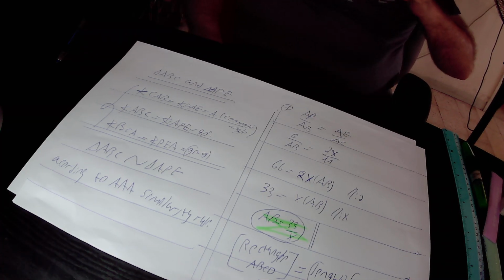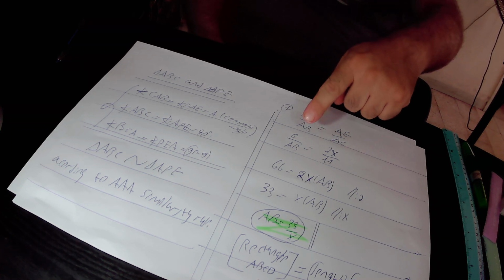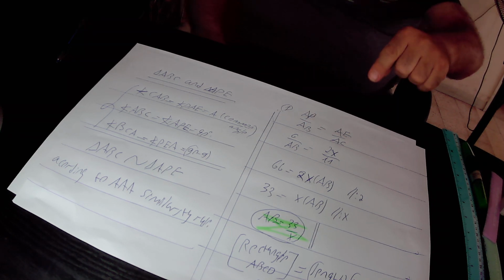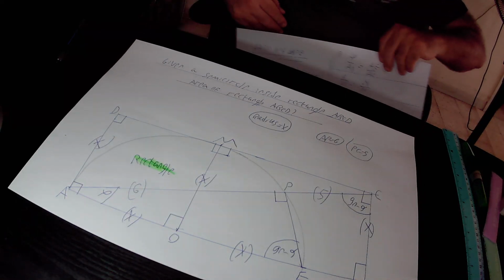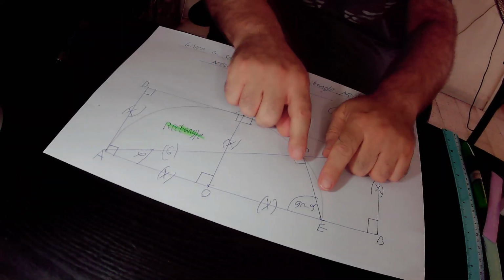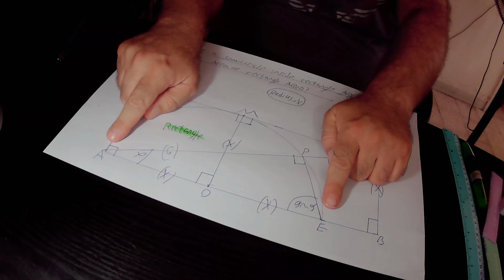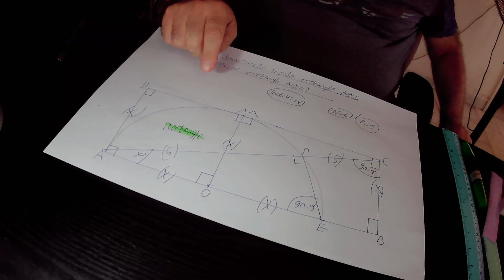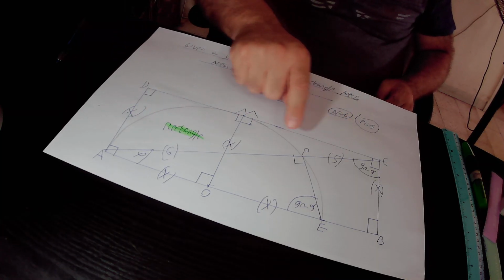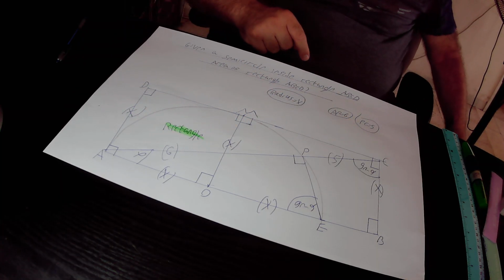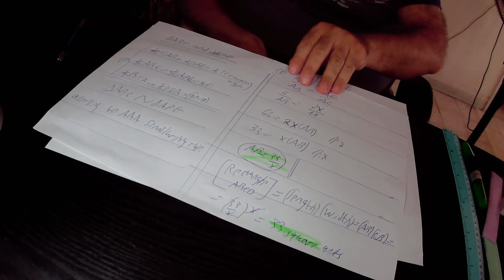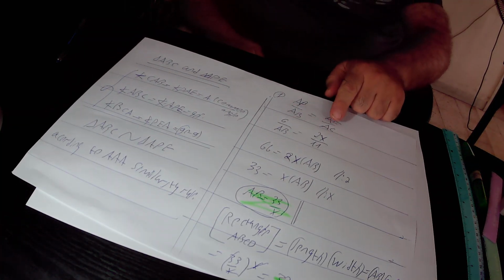AP is 6 according to what is given in the question. AB is the missing side, so we leave it as it is, and it is equal to AE. AE equals 2x, it is the diameter of the semicircle. Over AC, AC in total is 6 plus 5, that is 11. So in total, we find that 6 over AB equals 2x over 11.